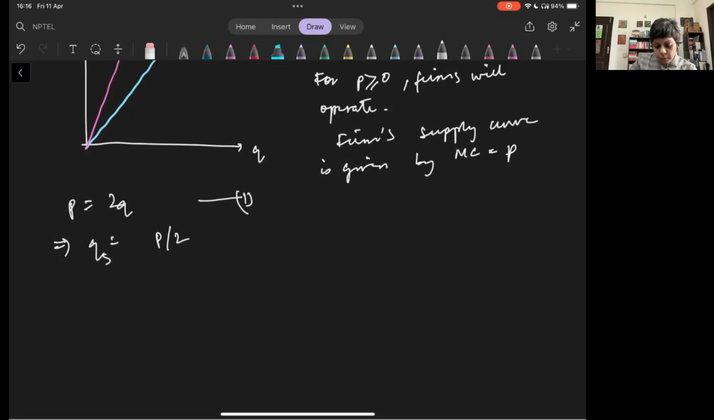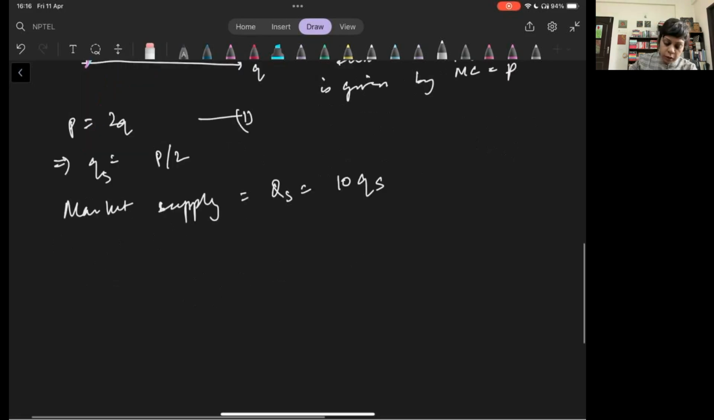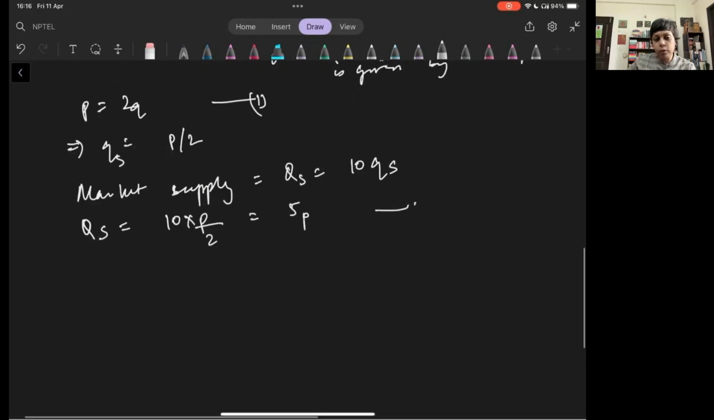Now market supply, capital Qs is equal to 10 times small qs, because there are 10 firms, right? Therefore Qs is equal to 10 into P by 2 is equal to 5P. Okay, you can number this, say, suppose as equation 2. We were given the market demand function. This is given to us as QD equal to 120 minus P.